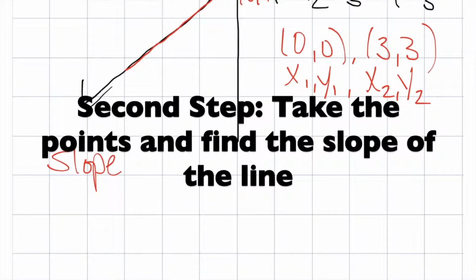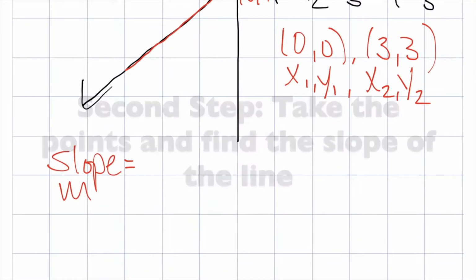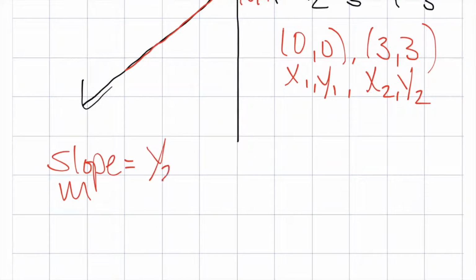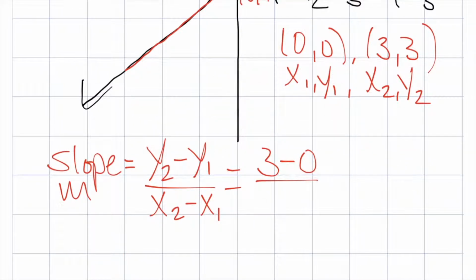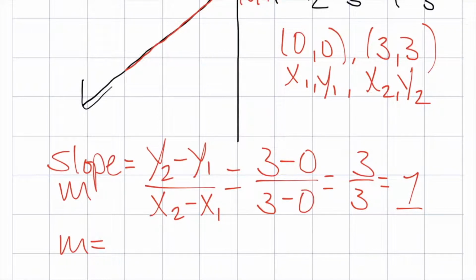All right, slope: y2 minus y1 over x2 minus x1. All right, and let's go ahead and plug in our values. y2 in this case is 3 minus 0 over x2 is 3 minus 0. It's 3 over 3, which is 1. Okay? So our slope in this case, m equals 1.